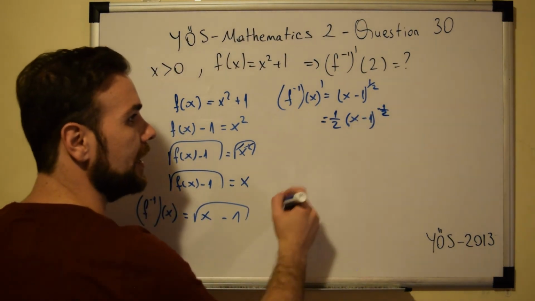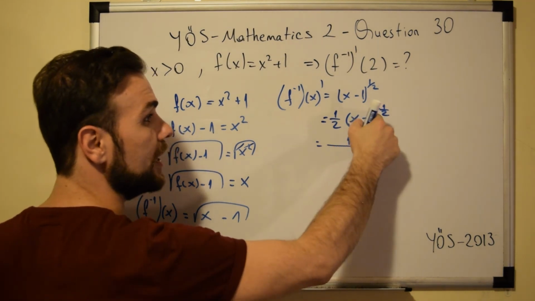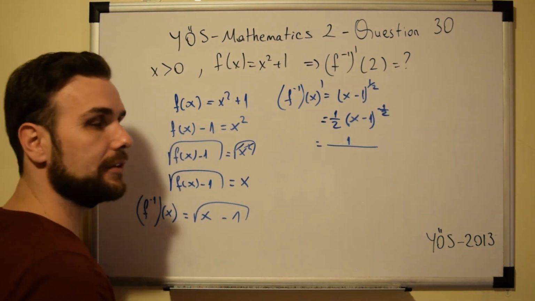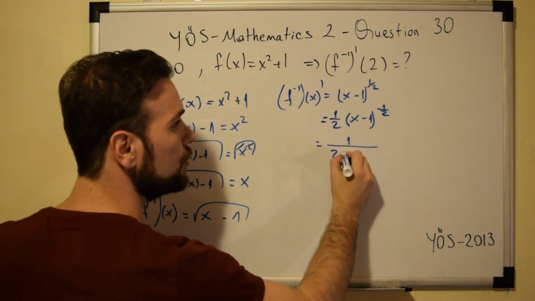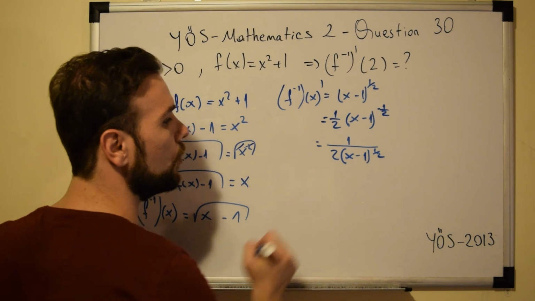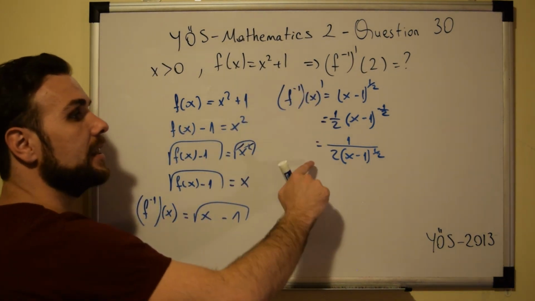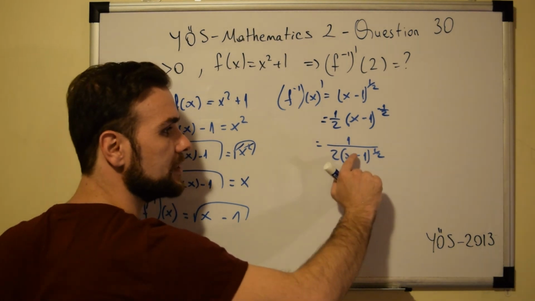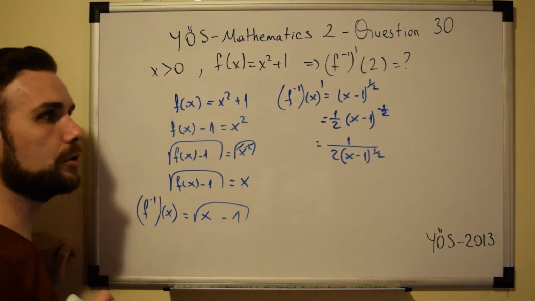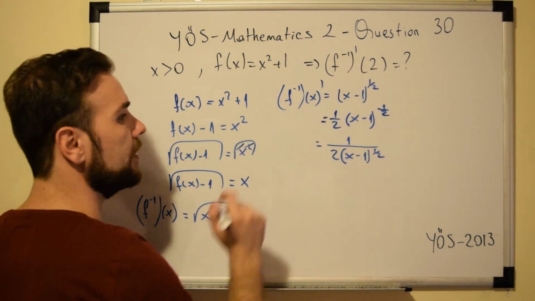What is another way of writing this expression? So we have 1, because we try to make this exponent a positive exponent. So we have 1 over 2 times (x minus 1) to the power of 1 over 2. So the derivative of the inverse of f(x) is equal to 1 over 2 times (x minus 1) to the power 1 over 2. And what is left now is just to substitute x with 2.